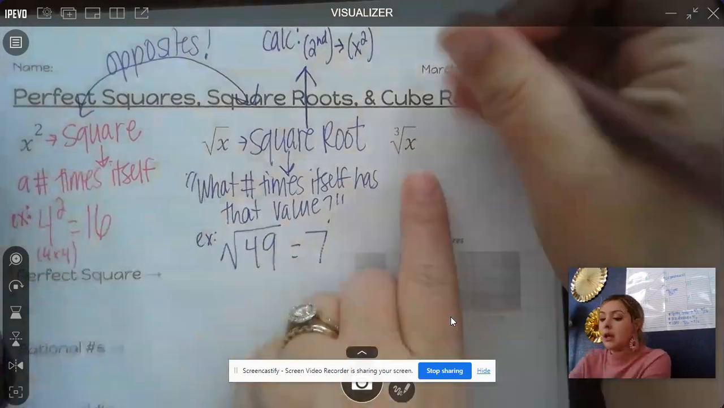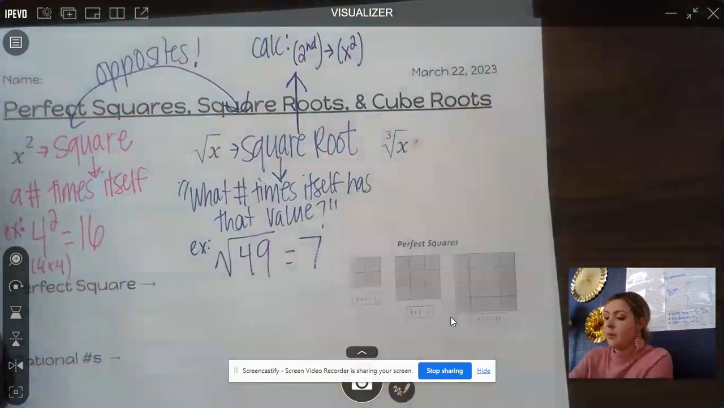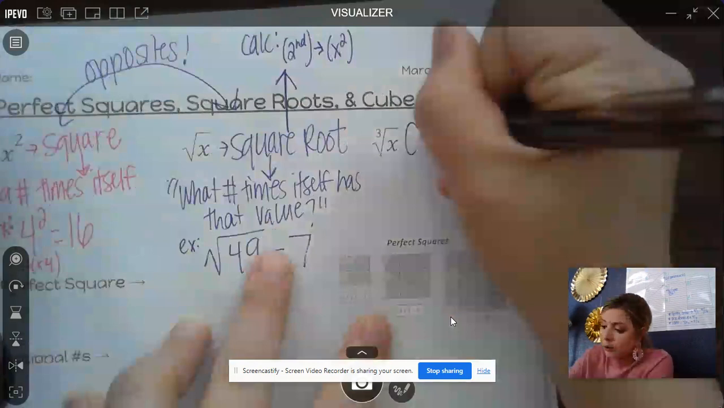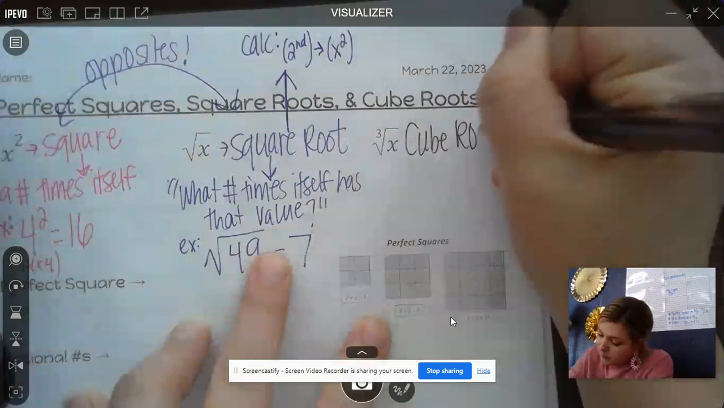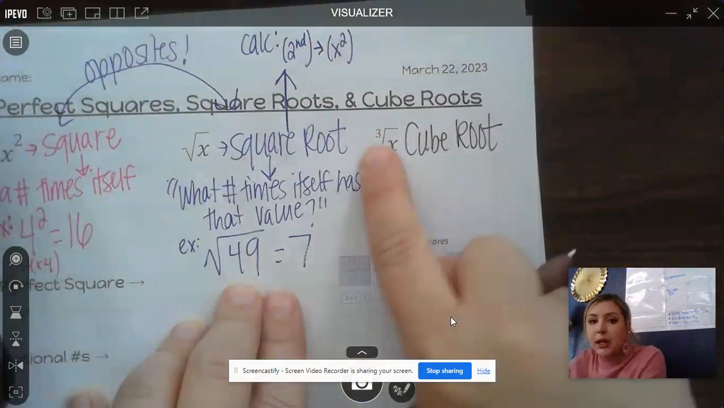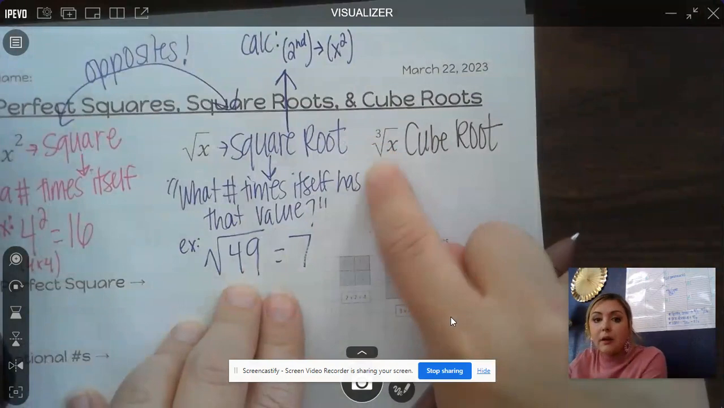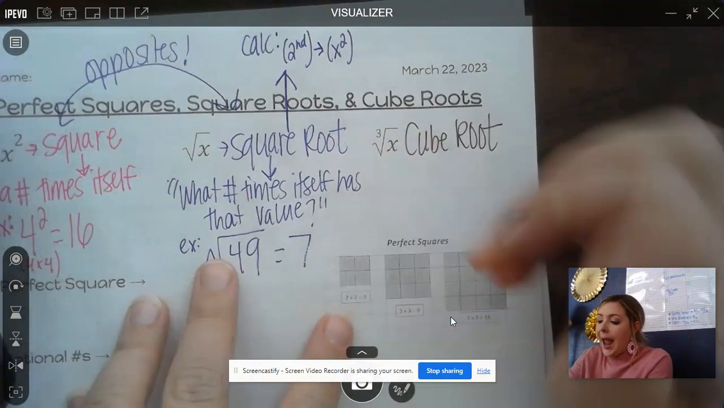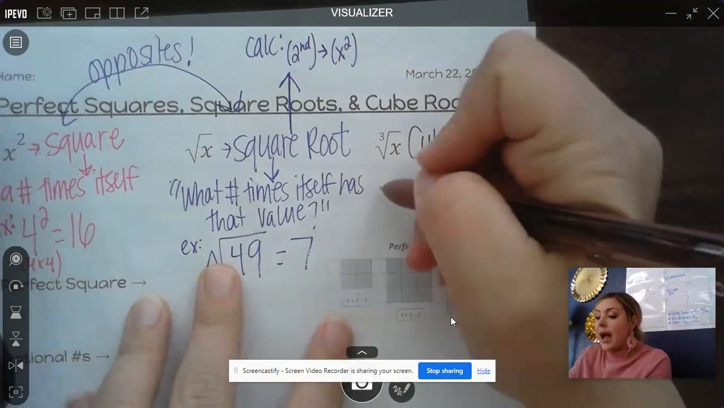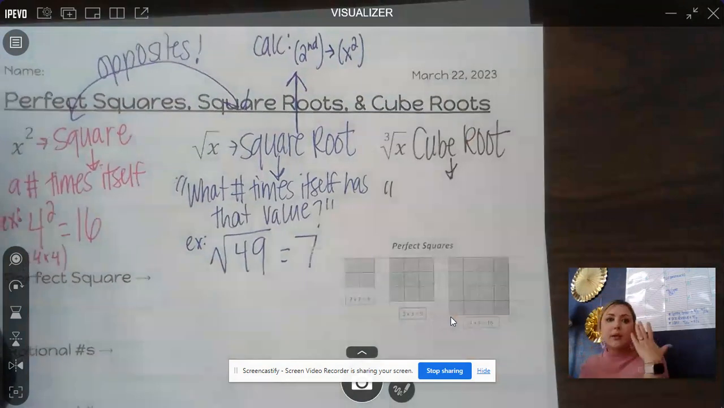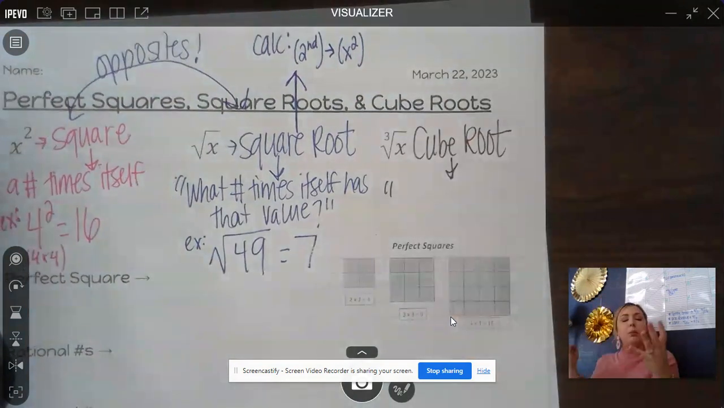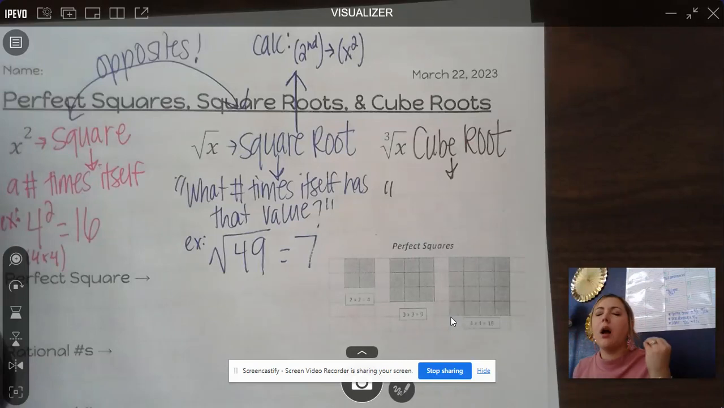Okay. So this right here is called a cube root. And you should see the 3 exponent in front of the radical symbol. And it also has like a question that goes with it. So when I see a square root, I say, what number times itself is that value? What do you think the question is for a cube root? What question are you going to ask yourself when you see a cube root? Take a guess.